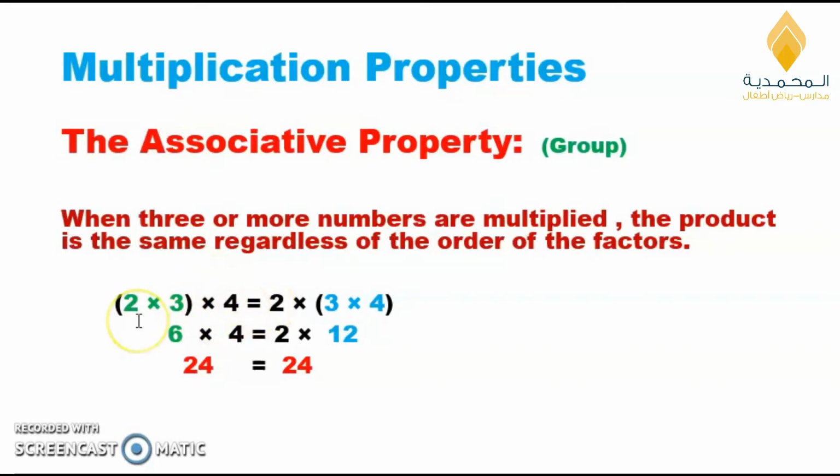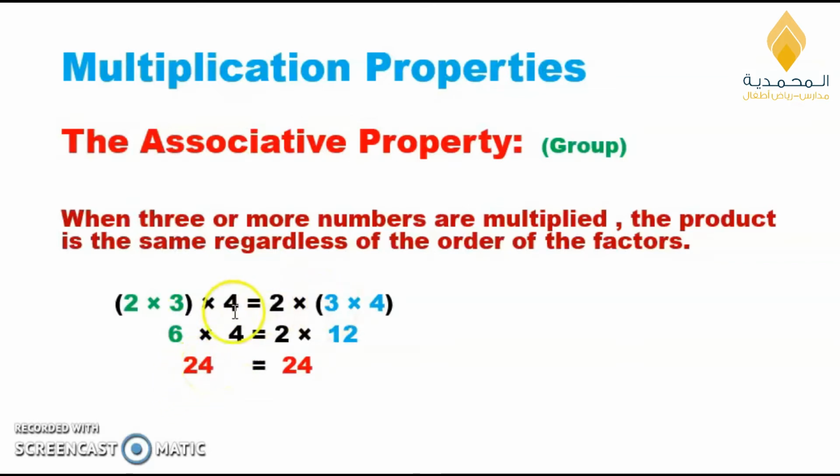We can reorder the factors. We can put the brackets between the 3 and 4 like this, and put the 2 outside the bracket. It will give us the same answer. Let's check this. The first problem is 2 times 3, the first step we should do, which is 6, times 4. 6 times 4 equals, excellent, 24.